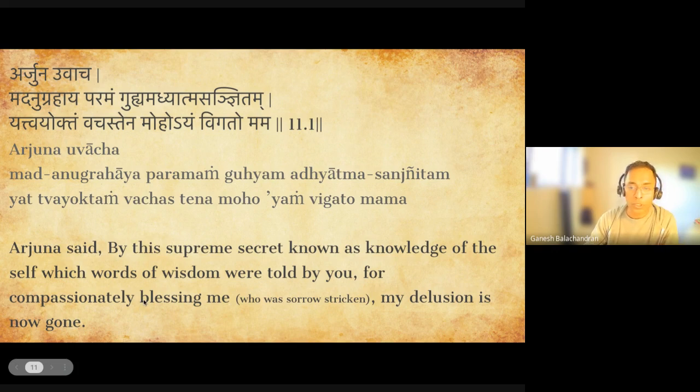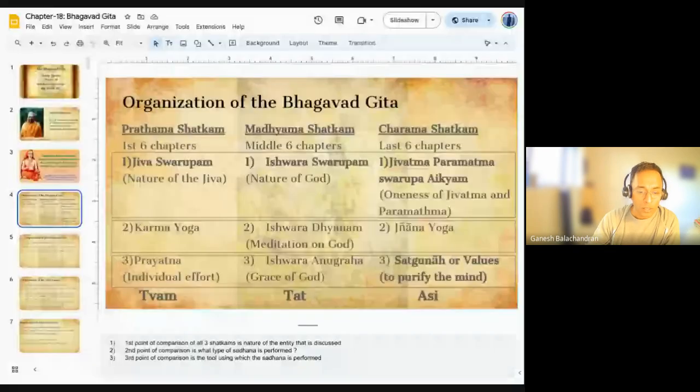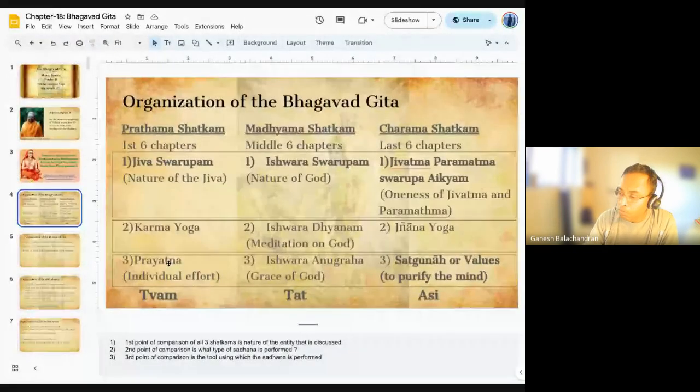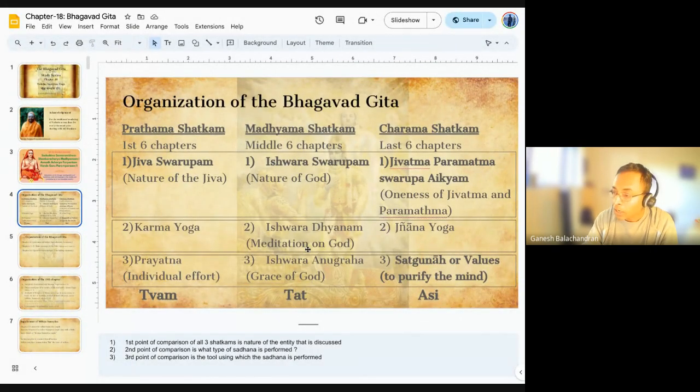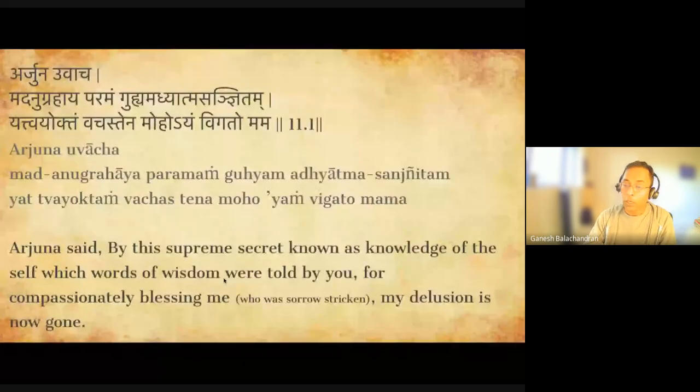So this is, if you see, the middle shatkam. In the first shatkam, the prayatna, the individual effort, was emphasized. Here, individual effort alone is not good. If you do things with the ego, oh, I am superior, I can do everything myself, you're not going to get far and go somewhere. So one thing you need is surrender. Ishvara anugraha is what's needed. Okay, so that is what is emphasized here. My delusion is now gone.